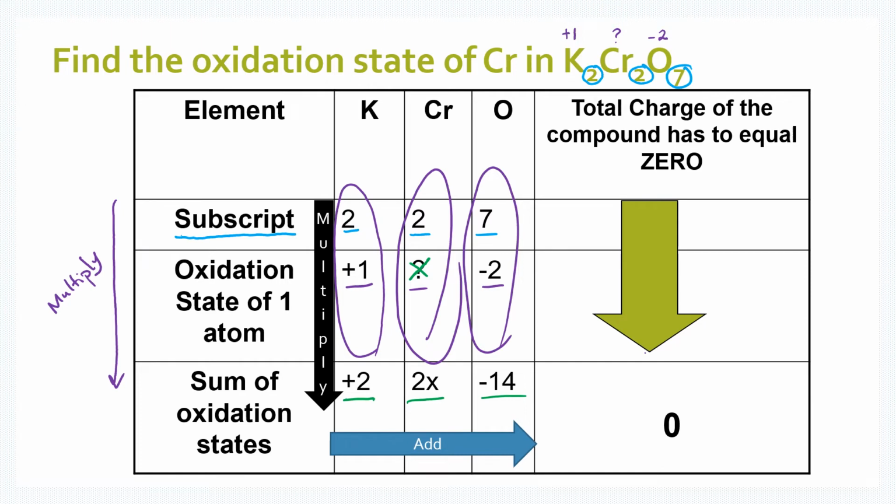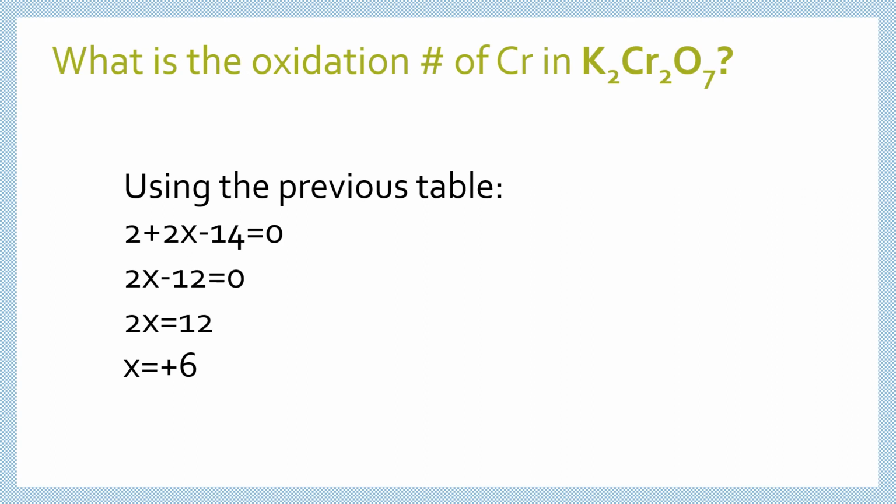And when we add it all up, we take a look to see if there's an overall charge. Guess what, y'all? There isn't. So it is indeed a 0. Okay. So now we simply solve for x. So using the previous table, I'm going to rewrite it real quick.